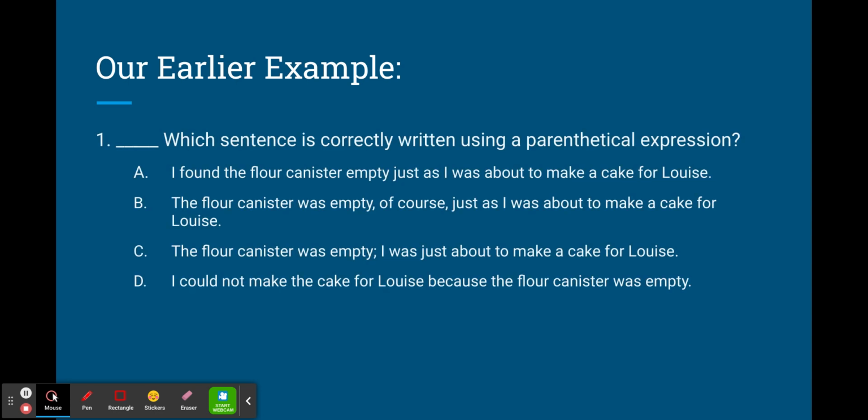So that earlier example, again, we said B was the one with the parenthetical because we've got the commas setting off the words "of course." Right? The main meaning of the sentence is the flour canister was empty just as I was about to make a cake. And we're throwing in this "of course" just as an expression, as in, of course it would be empty when I need it. Again, the other examples are grammatically correct sentences, but B is the only one that uses the parenthetical expression.